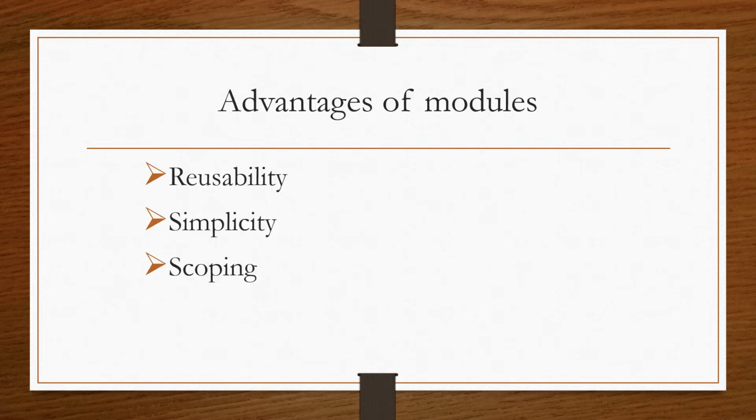The advantages of modules. Reusability: working with modules makes the code reusable. Second one, simplicity: modules focus on a small portion of the problem rather than focusing on the entire problem. Third one is scoping: a separate namespace is defined by a module that helps to avoid collision between identifiers.